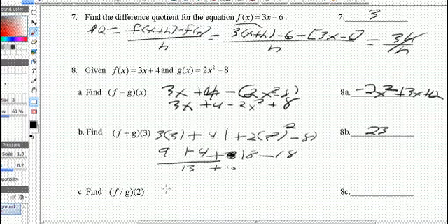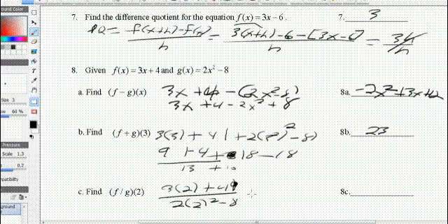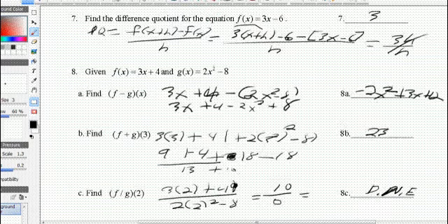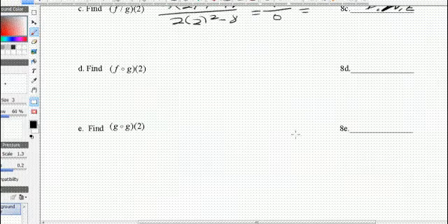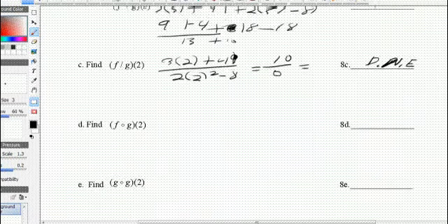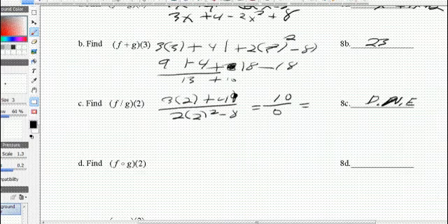This one right here says division. Plug in the 2. I get 3 times 2 plus 4, over 2 times 2 squared minus 8, which is 10 over 0, which is equal to does not exist. A lot of folks made that mistake. 0 on the bottom is always does not exist.